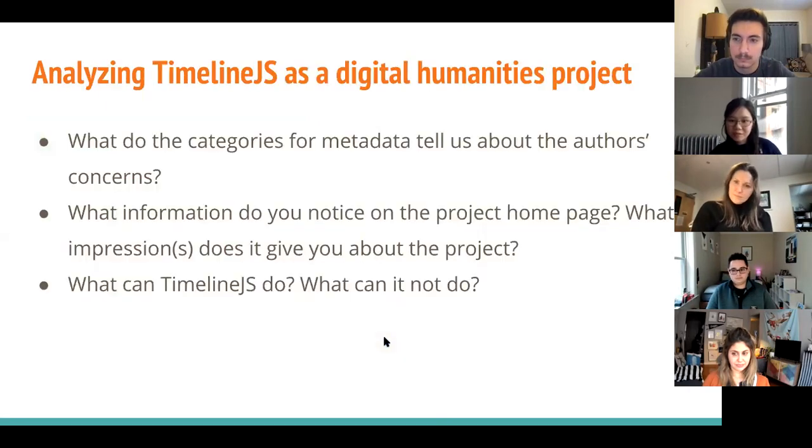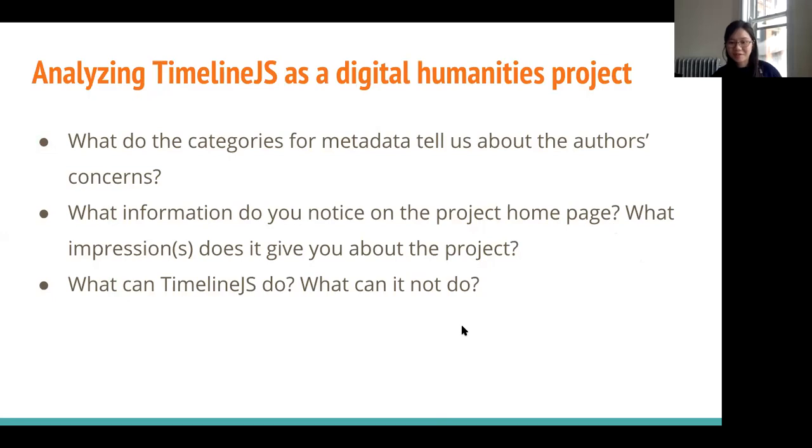Okay, so the final part I have for this workshop is really more of a thinking about it as a digital humanities project kind of thing. So what do the categories for metadata tell us about the author's concerns? Were there some columns that you were surprised by or columns you were expecting to see but didn't see in the spreadsheet?